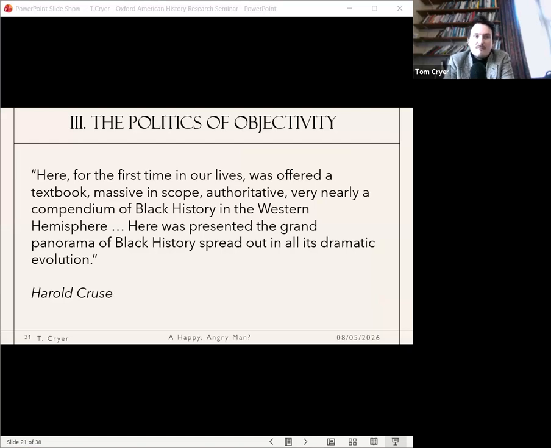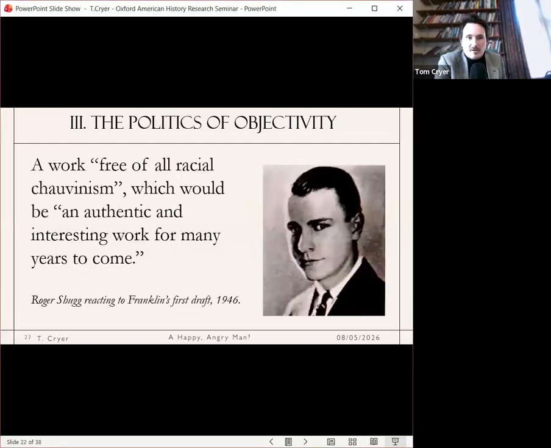Still, Franklin was 31. He'd never taken a course in African American history. The writing process, then, was one of great industry and improvisation. "There was no model, I was just stumbling around," Franklin later recalled. And yet it impressed Franklin's publishers, Knopf. On receiving Franklin's draft, they praised a manuscript, quote, "free of all racial chauvinism, which would be an authentic and interesting work for many years to come."